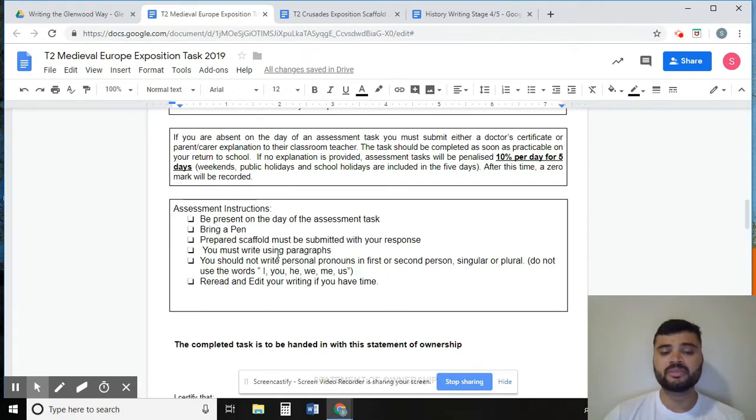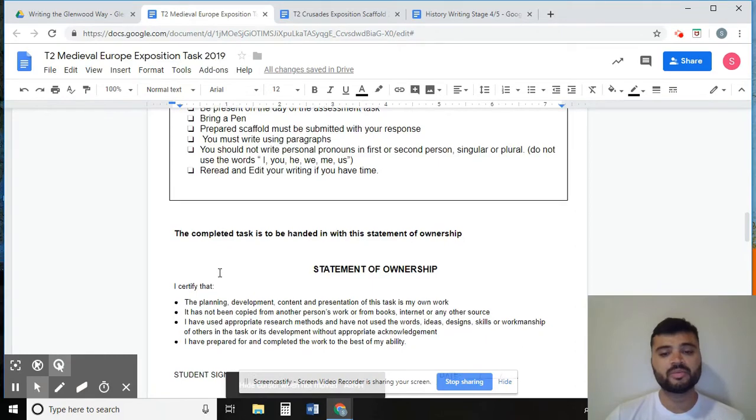You must write using paragraphs. You should not write personal pronouns in the first or second person, singular or plural. Do not use the words I, you, he, we, me, us. If there's time in your assessment, you must reread and edit your work. That is, again, if you have time during your assessment.